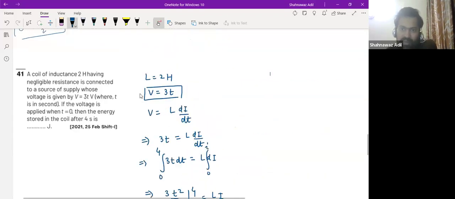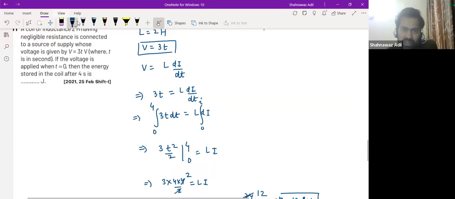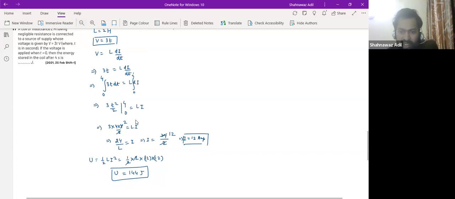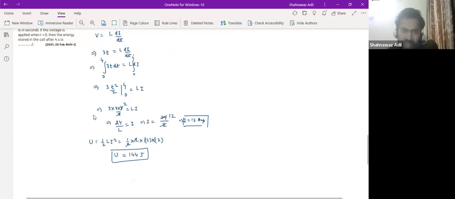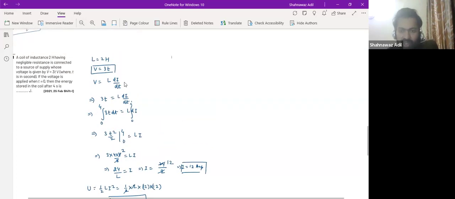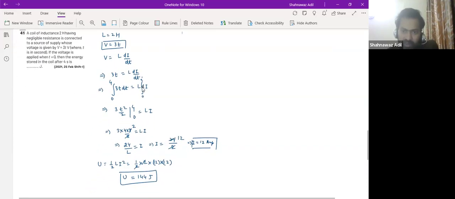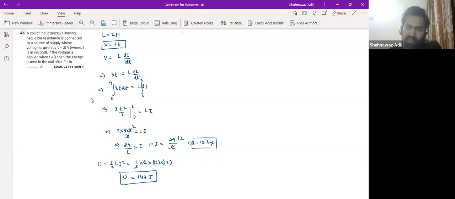Is it clear? So this was a direct question. If we just remember the energy stored and the EMF related with the inductor, then we can do this question easily. Do you guys have any doubt in this one? If there are no doubts, then please note down this part.